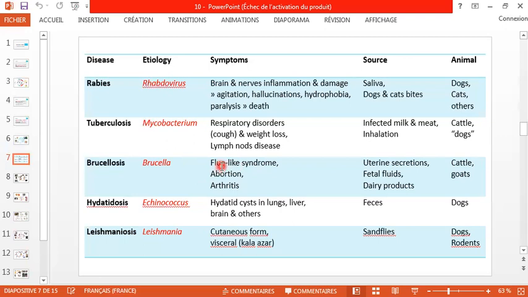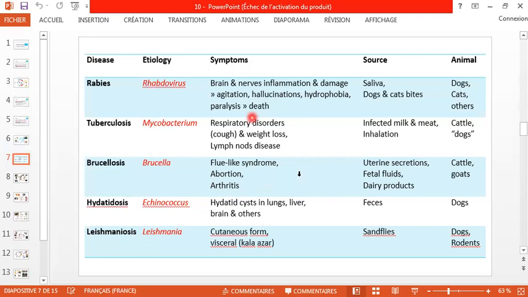It is not flu exactly, because it is not the flu virus. C'est pas le virus de la grippe, but it can occur with the same symptoms as flu. Okay, so therefore we call it flu-like syndrome. This happens the first time, but then with time it may attack the reproductive system. So we notice abortions and arthritis. Okay, arthritis, les arthrites.